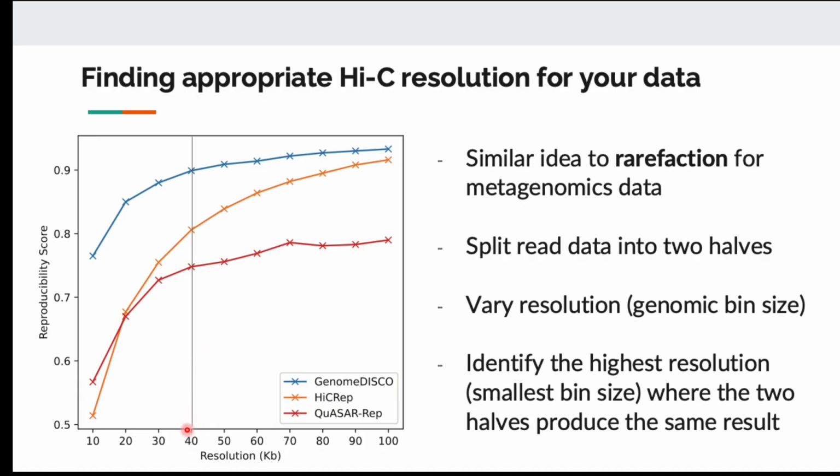What we want to identify is the resolution where you start to see the graph plateau. This means that even if you lose more resolution, you don't get more reproducibility. So your data is already good enough at about 40 kilobase. If you reduce to 50, based on the red and the blue algorithms, you don't gain anything. You lose resolution, but you don't gain much reproducibility. So this will allow you to select the appropriate resolution for your data.